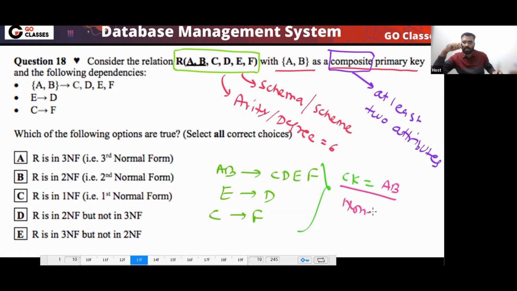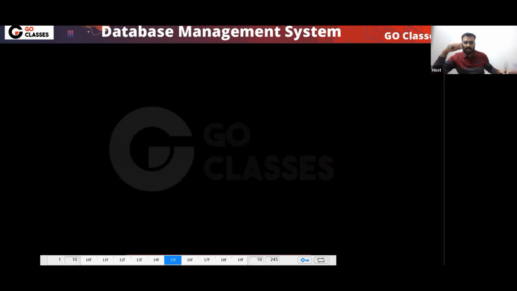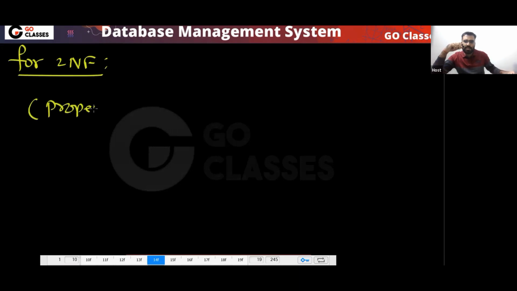So that is the reason I can say what the non-prime attributes are: C, D, E, F. These are the non-prime attributes. Now just check: can a subset of the candidate key determine a non-prime attribute? This is for 2NF. Just find the closure of the proper subset of the candidate key, and see whether in this closure we have a non-prime attribute or not.